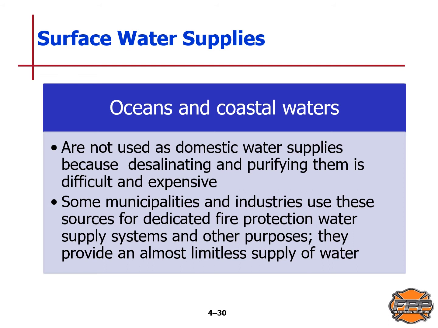Oceans and coastal waters are generally not used as domestic water supplies because the process of desalination and purifying the waters in useful quantities is difficult and expensive. Some municipalities and industries use these sources for dedicated fire protection water supply systems and other purposes. In these roles, they provide an almost limitless supply of water.